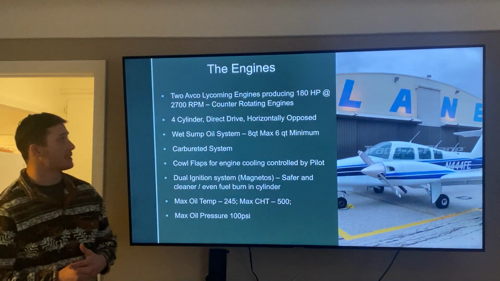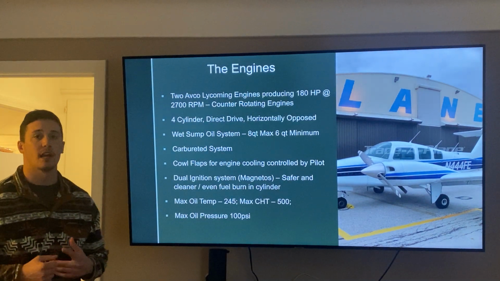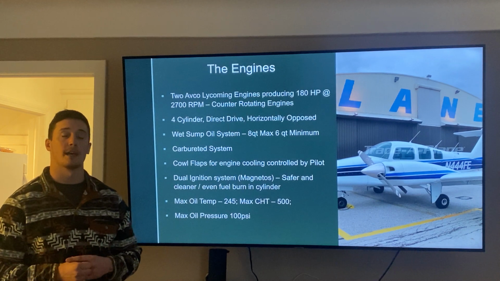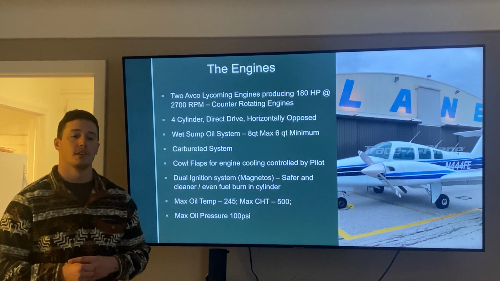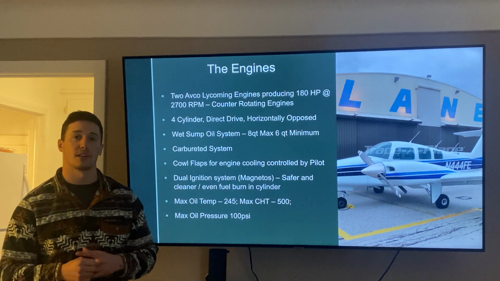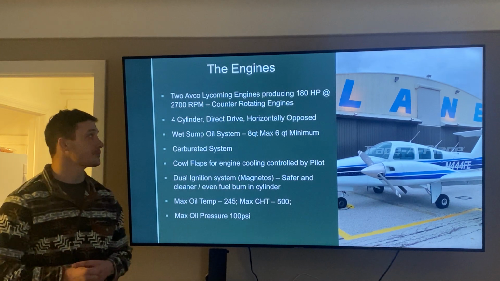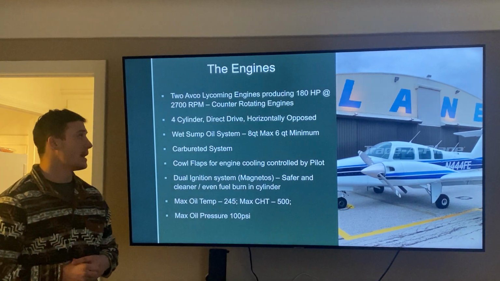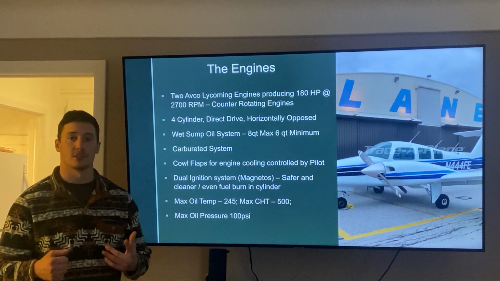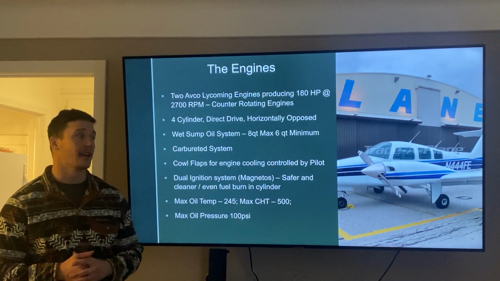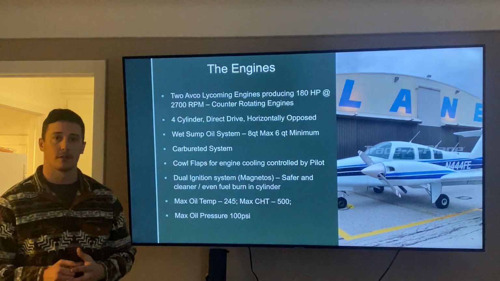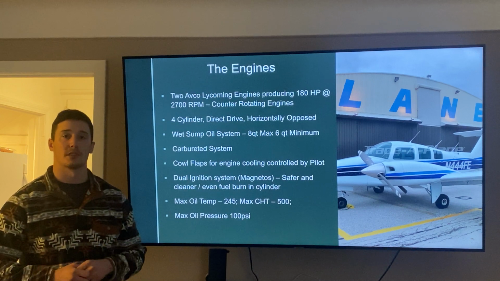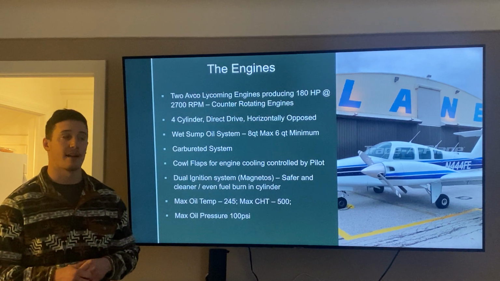Alright, so the first system I'm going to talk about are the engines. We have two Lycoming engines producing 180 horsepower at 2,700 RPM. They are counter-rotating, so we do not have a critical engine in this airplane, even though most twin engines do. It's a 4-cylinder direct drive horizontally opposed engine. It has a wet sump oil system, which I just learned about this week. It's located underneath the engine. It can hold up to 8 quarts of oil. We want at least 6 quarts before we go fly, so I'll make sure that we have that.